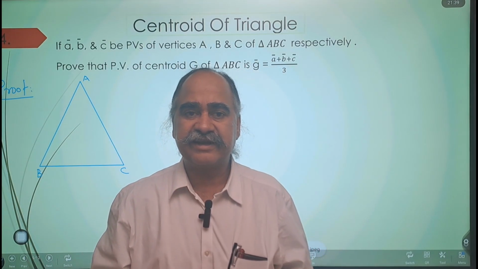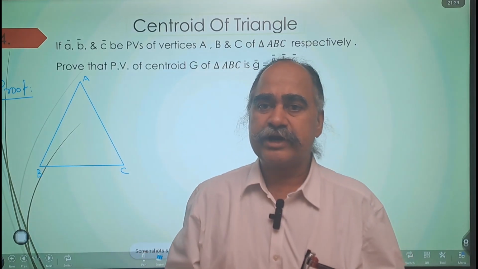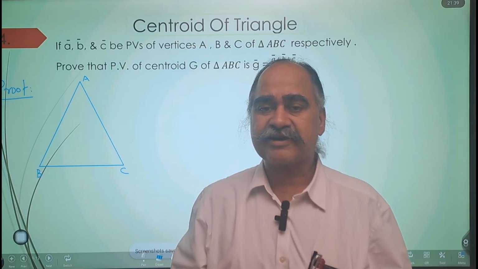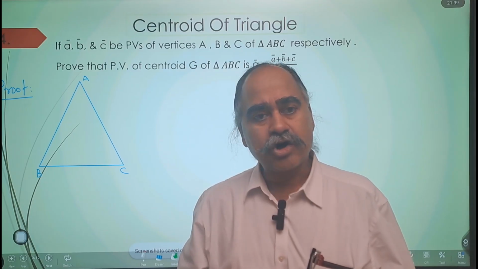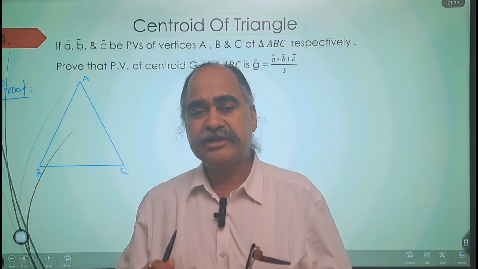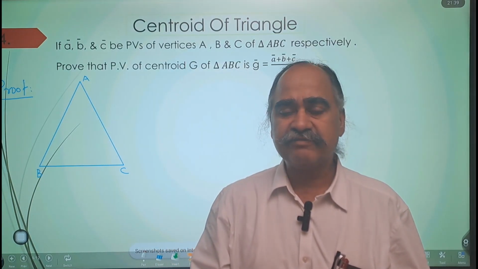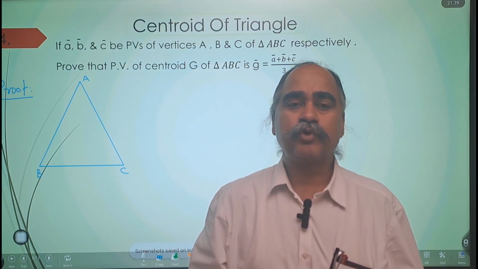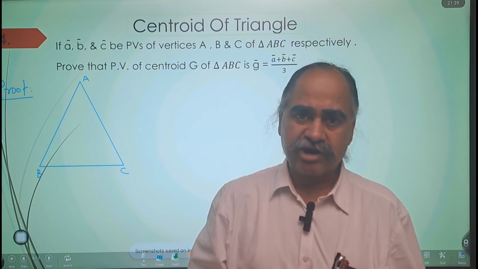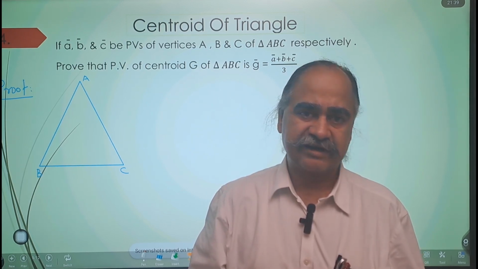Whereas incenter is what? Meeting point of angle bisectors of triangle. Orthocenter is what? Meeting point of altitudes of triangle. And circumcenter is what? Meeting point of perpendicular bisectors of sides of triangle.